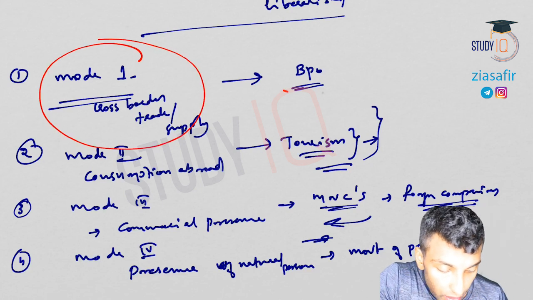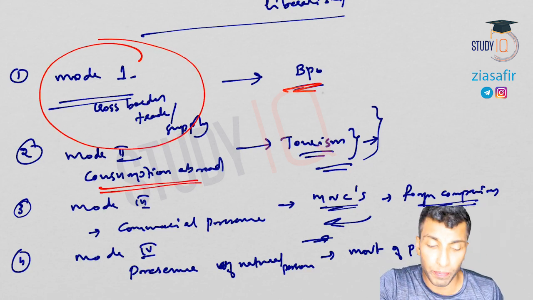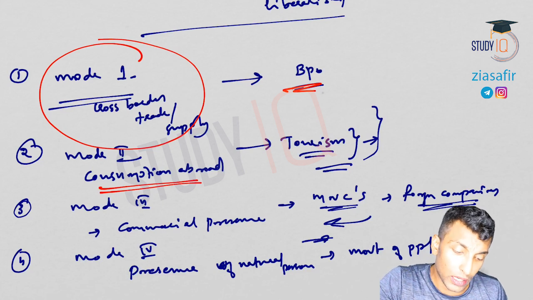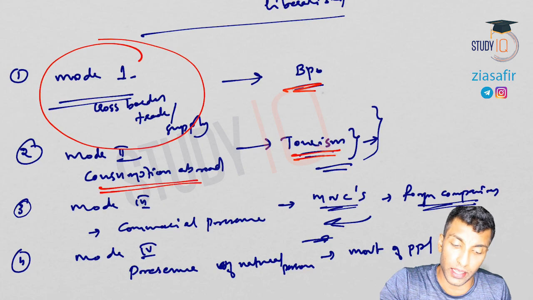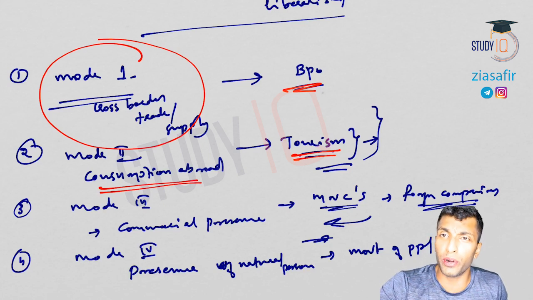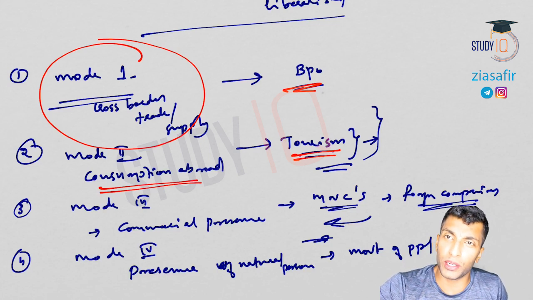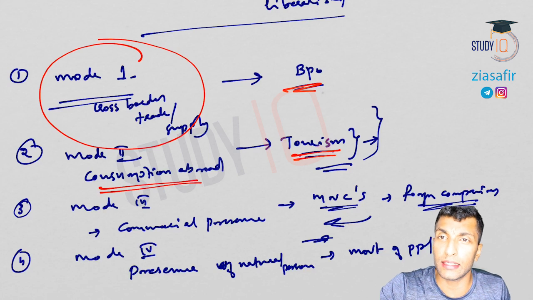So here mode 1 is related to cross-border trade or supply. Mode 2, consumption abroad, going abroad for consuming certain things, right? Tourism is a clear-cut example for that. You're going abroad, you're consuming, okay? So it is actually considered as import. A foreigner coming to India is considered as export.